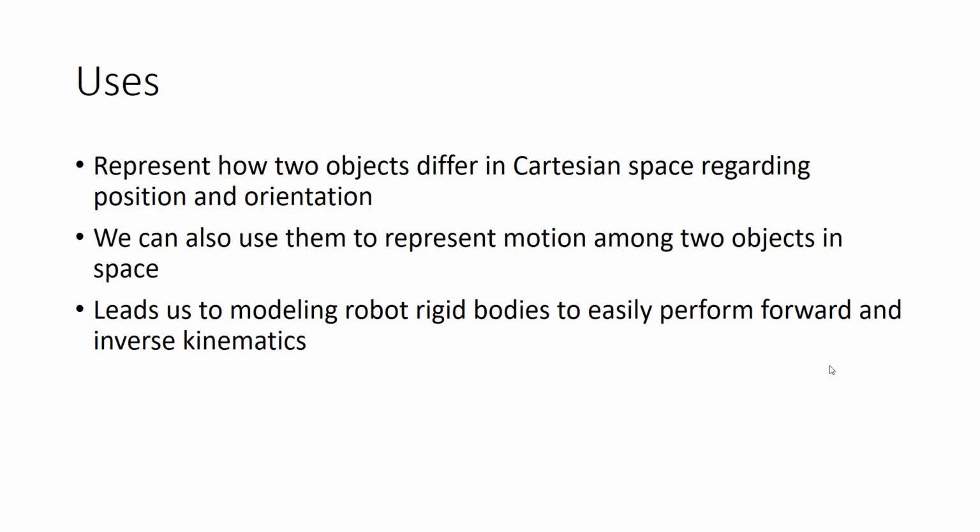Okay, so what are they used for? They're used to represent how two objects differ in Cartesian space regarding their position and orientation. Everything in Cartesian space, which is also Euclidean space, which you can just think of as the normal 3D space, is going to have a different position and a different orientation. And transformation matrices give us a way to represent this.